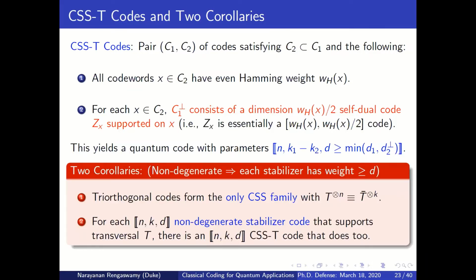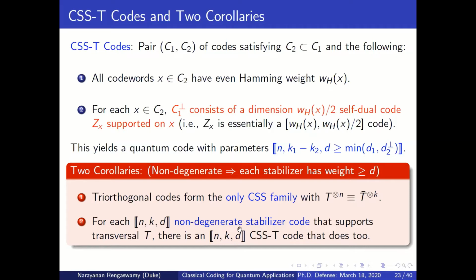Now we are able to prove two interesting corollaries from our main result. So one is that if you want to do T gates on all qubits in the lab, and you want that to induce T gates on all the encoded qubits in the code, then the only CSS family is these tri-orthogonal codes. And these were introduced by Sergey Bravyi and Jeongwan Haah. And these are a popular family of codes. So they showed that this construction is sufficient for this property. We prove a converse and show that it's also necessary.